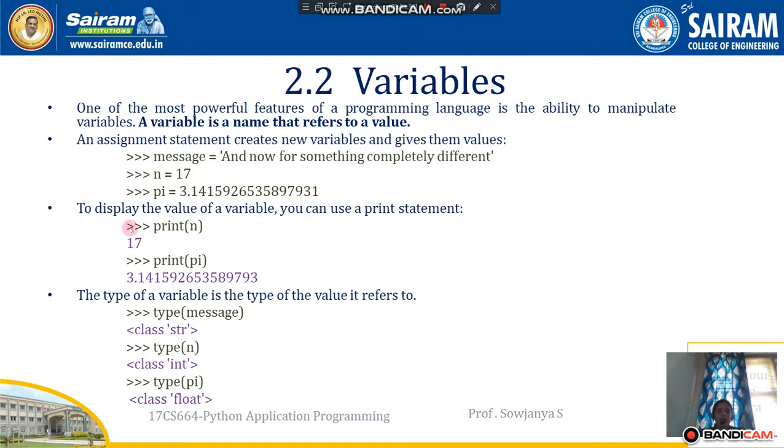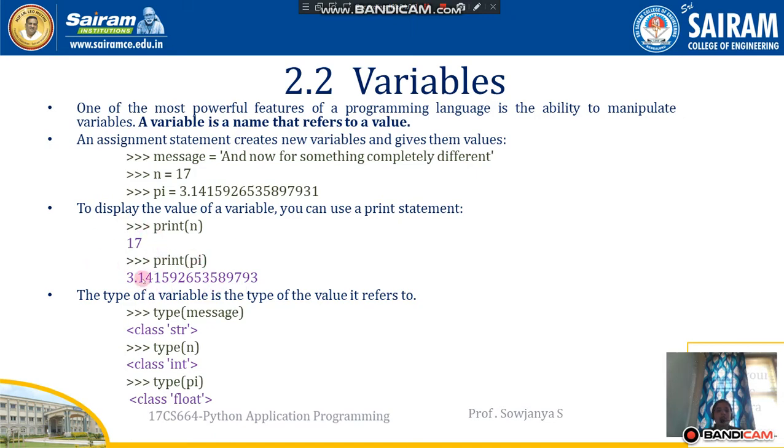For example, say I have message. This message can be considered the variable name, and you have some value. This is a variable name and this is the value. Again, n is equal to 17: this is the variable name and this is the value. Pi, this is a variable name and this is the value. Now when you want to display these variables using the print statement, for example to print the value of n, you write print of n, and it gives 17. In a similar way, print of pi.